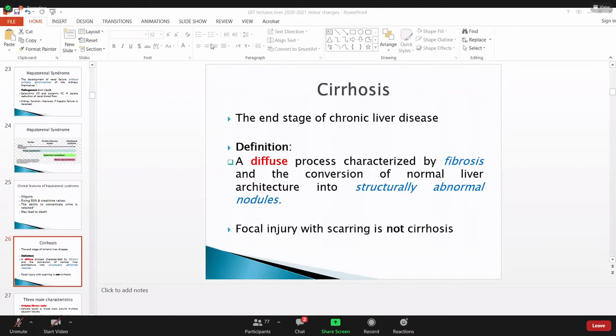Okay, let's come to cirrhosis. Cirrhosis, as we said, is usually the end stage of a group of diseases causing chronic liver disease.